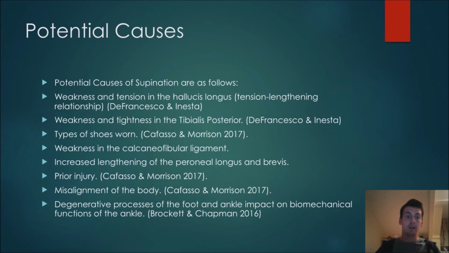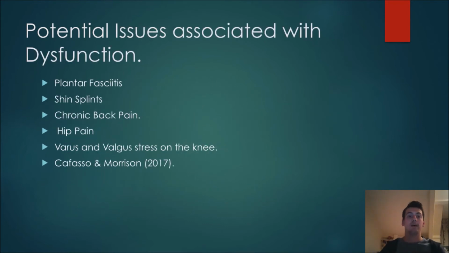Prior injury, misalignment in the body, so this could be, like I mentioned, issues further up the kinetic chain. Degenerative processes of the foot and ankle impact on biomechanical functions of the ankle. So degenerative processes may be wear and tear of ligaments over time, or wear and tear of muscle tissue. All references I have put in this slide I will leave in the description for you all to access. Associated with dysfunction, we have plantar fasciitis, shin splints, chronic back pain. We also have hip pain and varus and valgus stress on the knee.